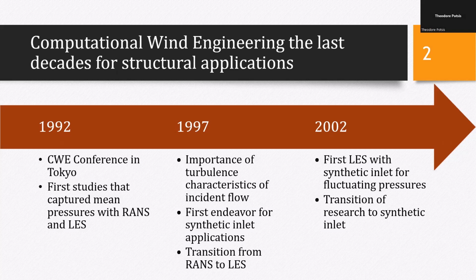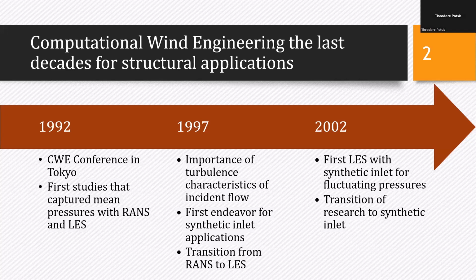Skipping to 1997, we can say that it's the first time that the importance of the turbulence characteristics of the incident flow was highlighted. At that time, we had the first endeavors to create synthetic inlet applications in order to express these turbulent features correctly. We also see the transition from RANS to LES, since if we want to extract design values, we need time series, and this is something that we're able to retrieve with LES.